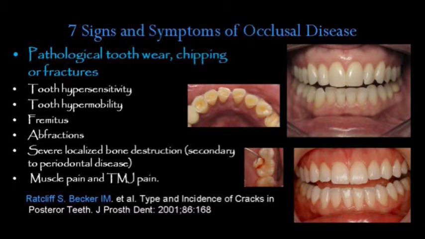The first sign of occlusal disease is pathological tooth wear, chipping, and fractures of teeth. This is pretty simple for us to assess. We only need to look at our patient's teeth, and we can see if they are worn beyond the point that they should be. We can also assess if there is chipping and fractures on the fillings, restorations, or on the teeth. If we see these things, we should immediately realize that this patient is suffering from a pathological occlusal problem.